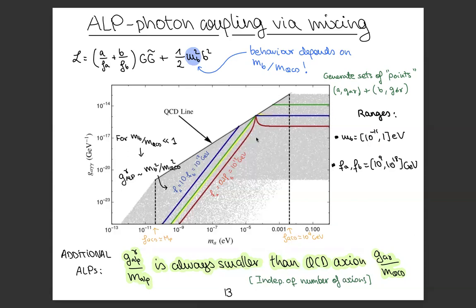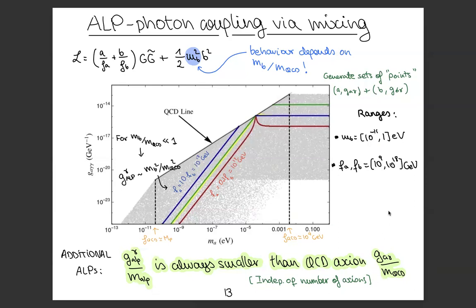And by brute force, what you can see is that if you scan in all these parameters, the mass of the ALP, the decay constants f_A and f_B, any additional axion-like particle in addition to the QCD axion always lies to the right of the QCD band. So even by brute force, you never have axion-like particles above the QCD line. This is just a property of orthogonal matrices that you use to go from one basis to another. And that's why it also does not depend on the number of axions.